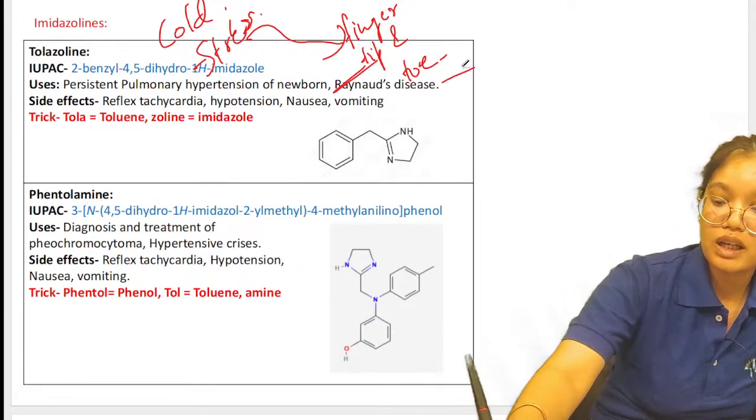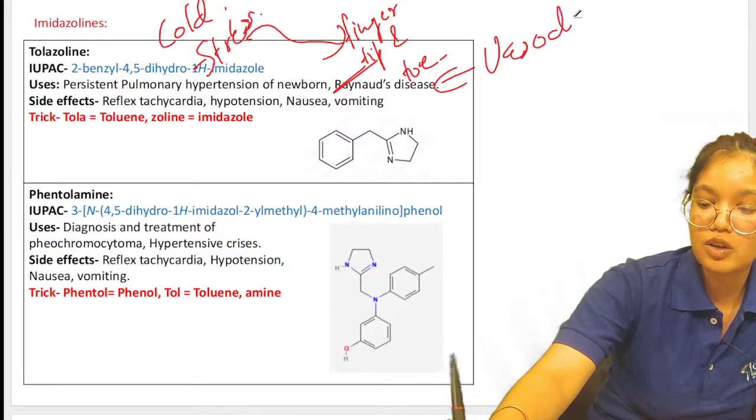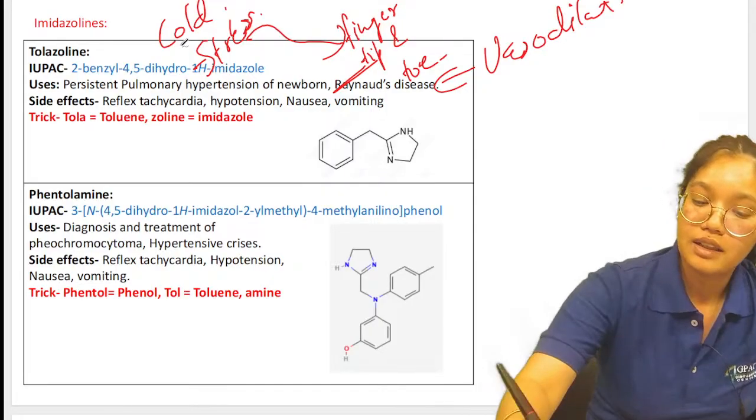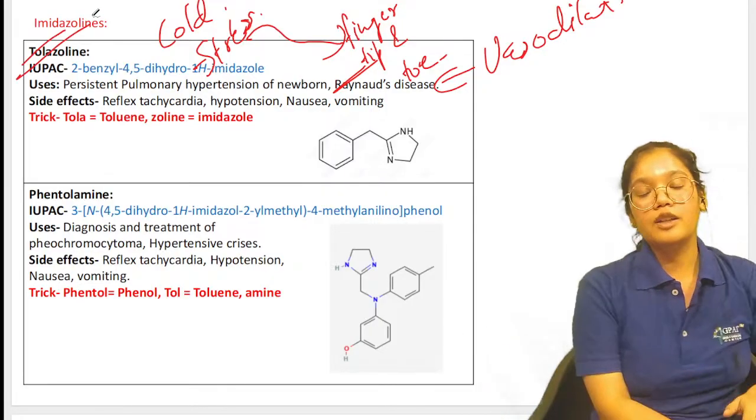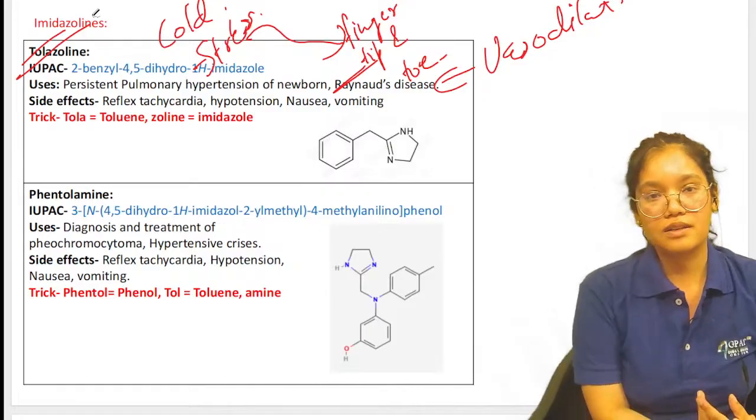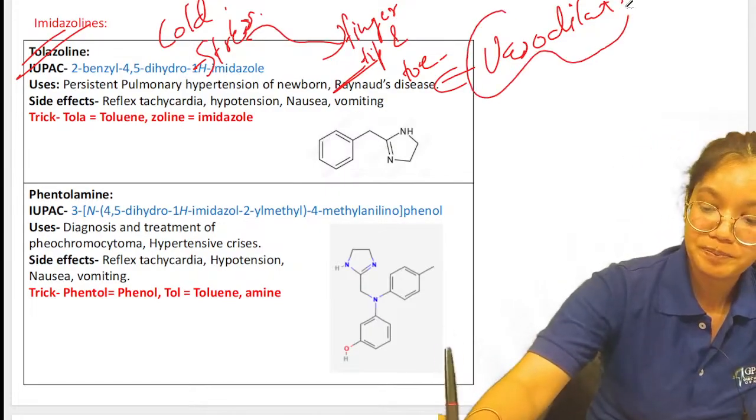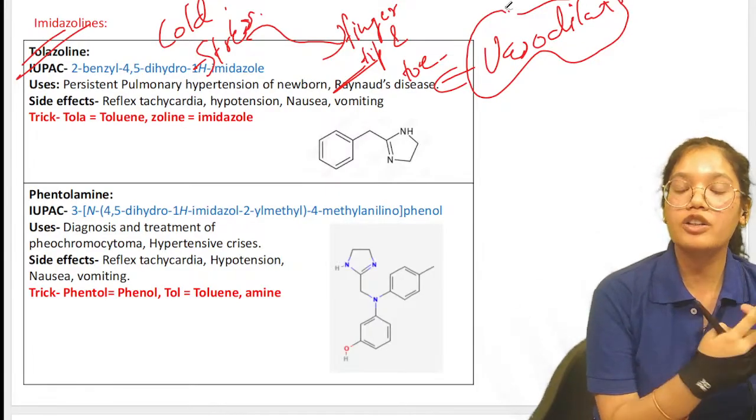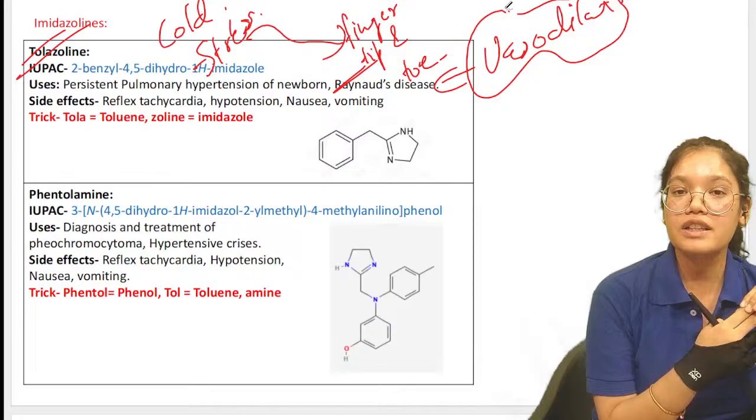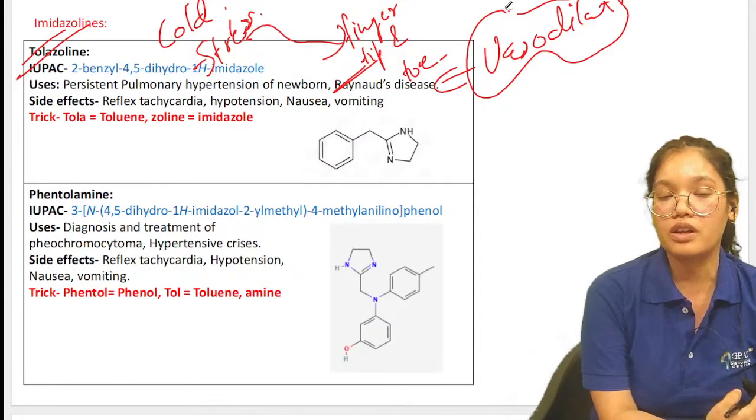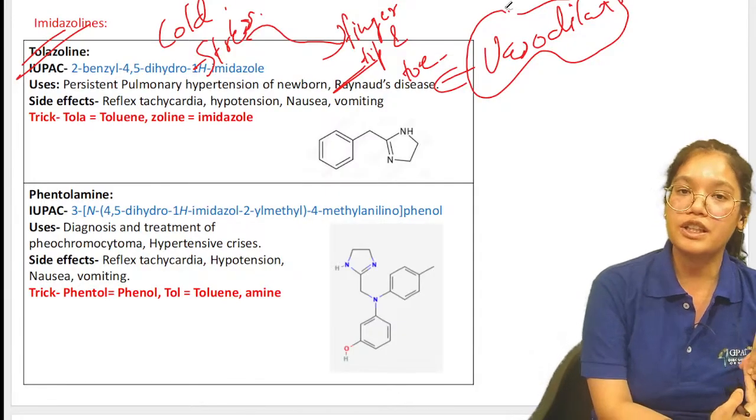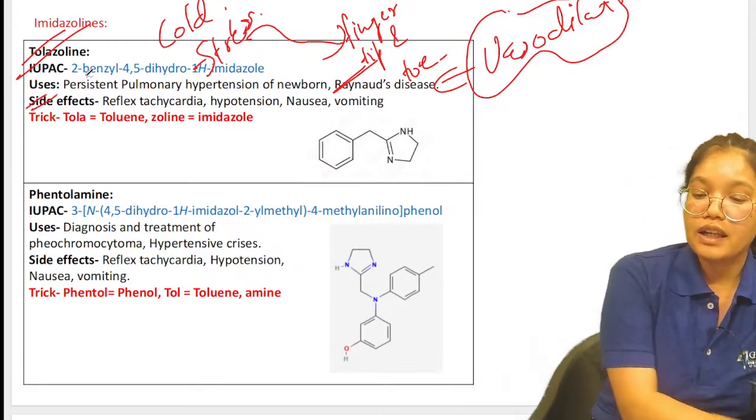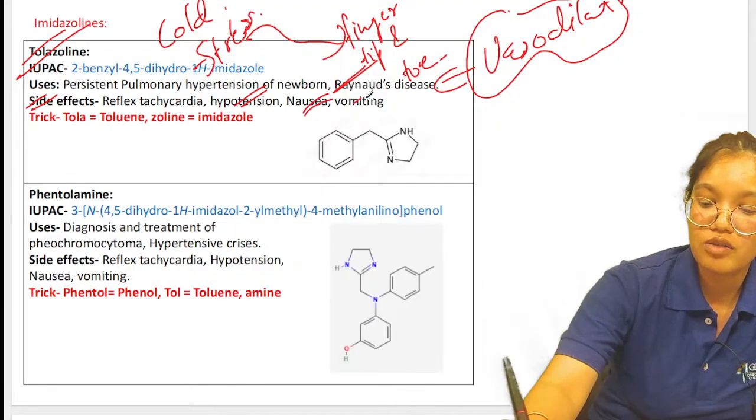So this tolazolin results in the vasodilation there, okay, and that will result in the curing of this Raynaud's disease. Now this Raynaud's disease can even cause the whitening or the bluishness in our fingers due to less oxygen reaching there. This is basically due to the cold and stress. Now side effects: reflex tachycardia, hypotension, nausea, vomiting.